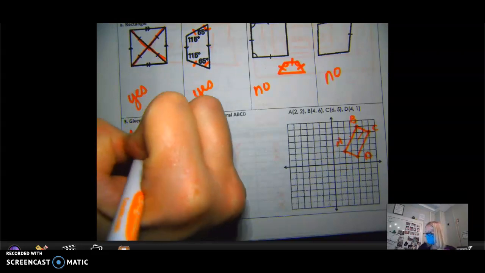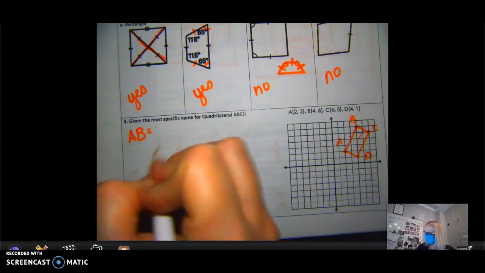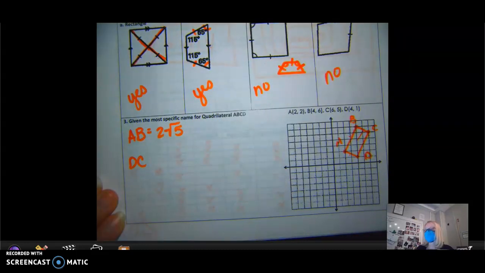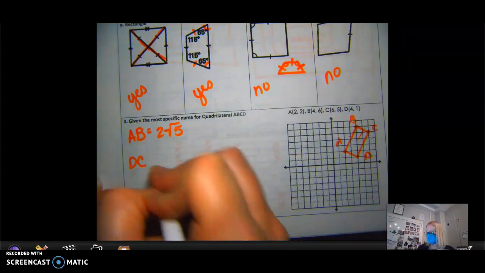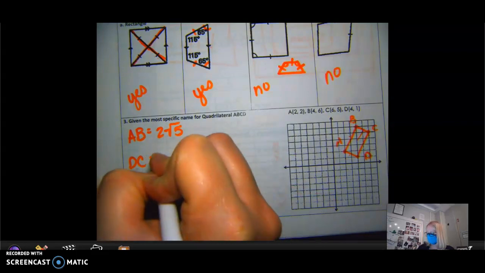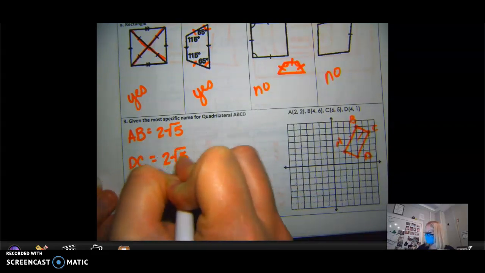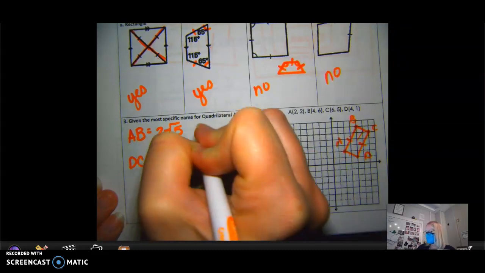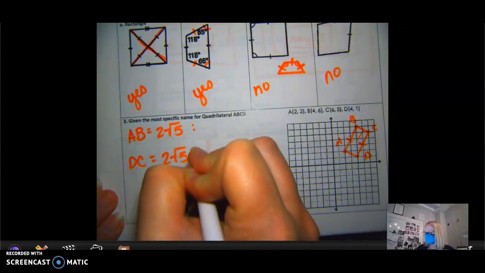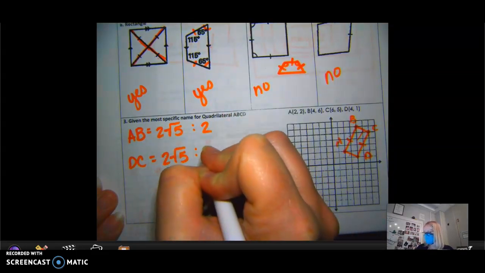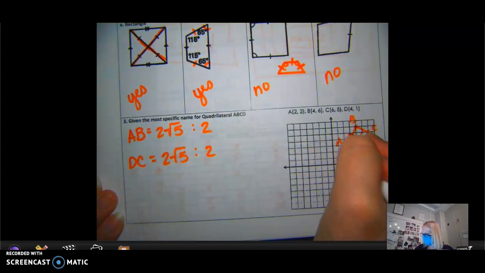Okay, someone who found the distance of AB, what is it? Do you guys agree? 2 square root of 5. Okay, how about DC? Okay, so those are congruent. What's the slope of AB? And what's the slope of DC? So they are also parallel.